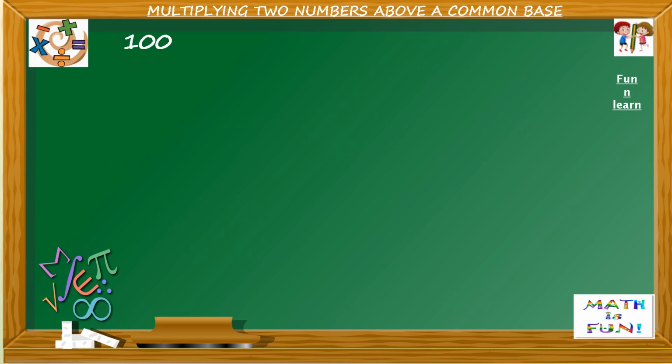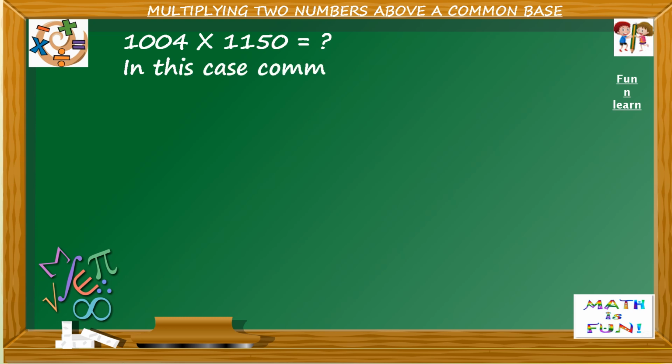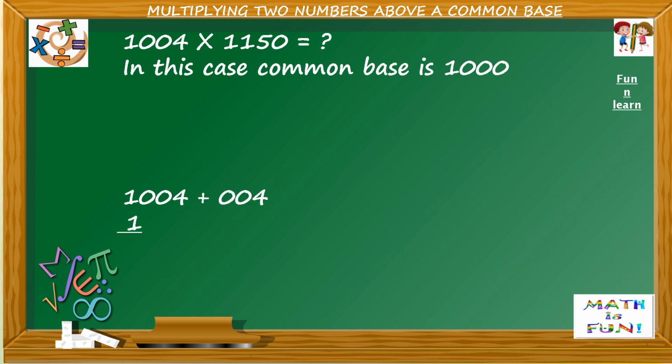Let's try one more problem. We have to multiply 1004 into 1150. In this case, the common base is 1000. As we can see here, 1004 is 4 above 1000 and 1150 is 150 above 1000.